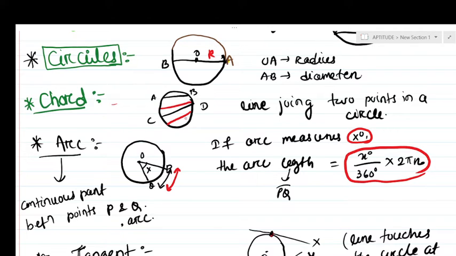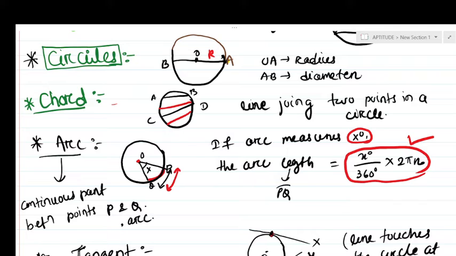Then is the arc. What is the arc? The arc is the continuous part between points P and Q. This is the center, and x is the angle made by the arc. If the arc measures x degrees, the arc length will be x degrees by 360 into 2 pi r, where 2 pi r is the perimeter of the circle. Keep in mind the arc length is this.